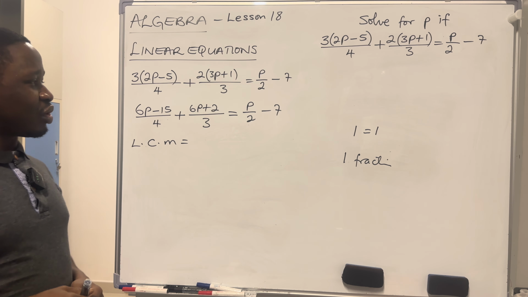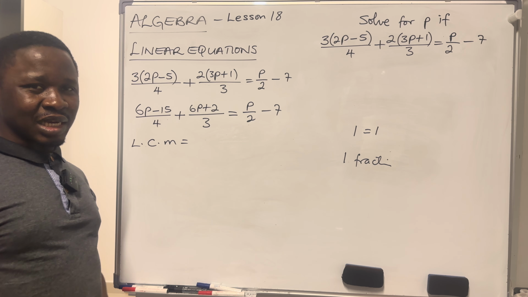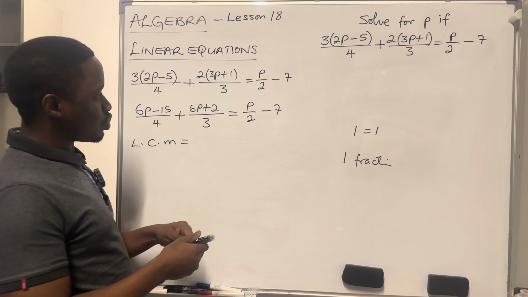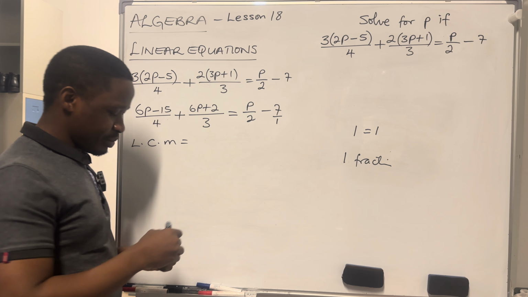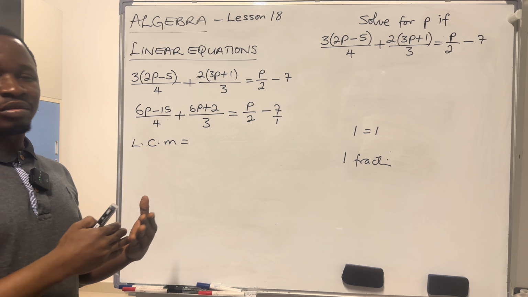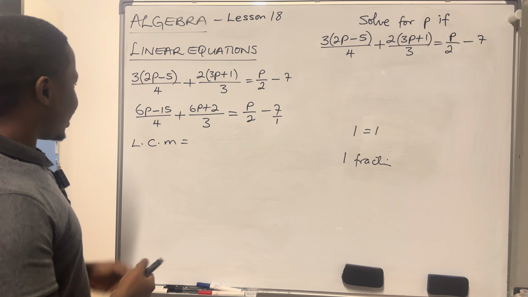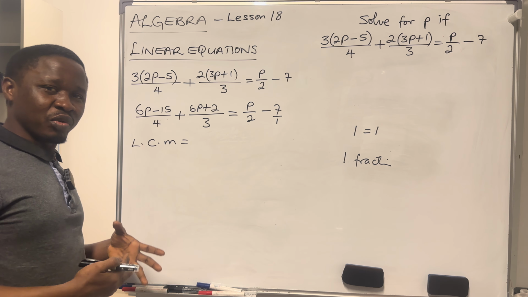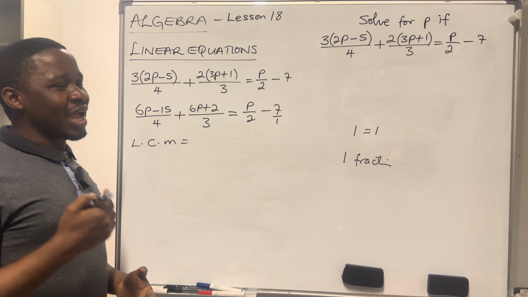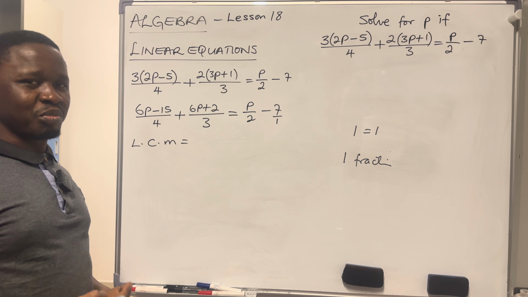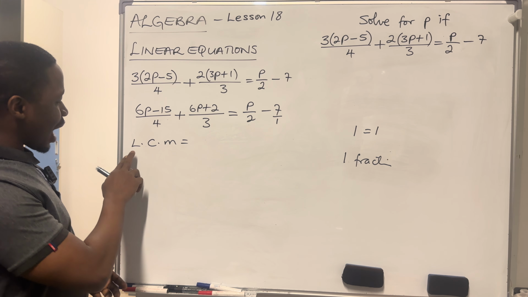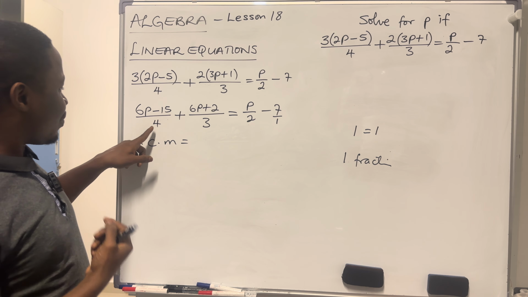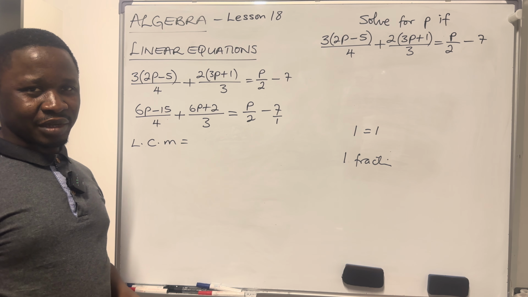The LCM is not just the LCM of any numbers, it is the LCM of the denominators. The denominator here is 4, here is 3, here is 2, and the denominator here is 1. So we don't consider 1 when finding the LCM. The LCM of 4, 3, and 2. Lowest common multiple. Multiples are infinite. We don't have any limitation in multiples of numbers. So because of that, we are considering the lowest number that can divide 4, 3, and 2 without a remainder.